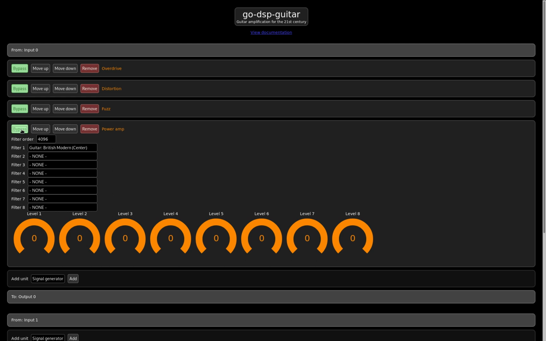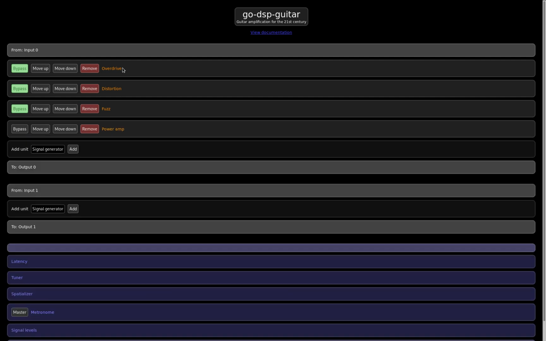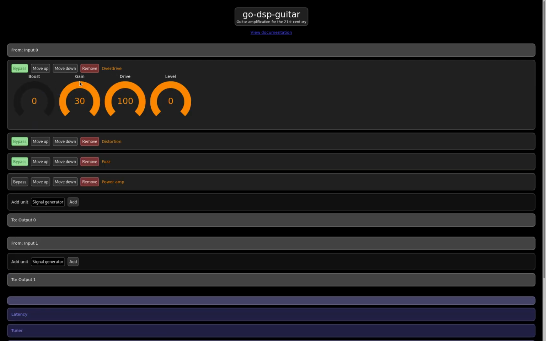I will now enable the power amplifier simulation for a British power amplifier, and I will enable the overdrive effects unit, and the overdrive is currently configured to a gain of 30 decibels and a drive value of 100%. And now we'll play the guitar again.